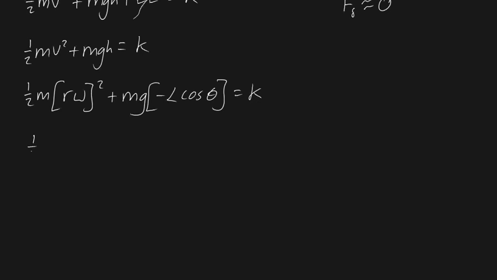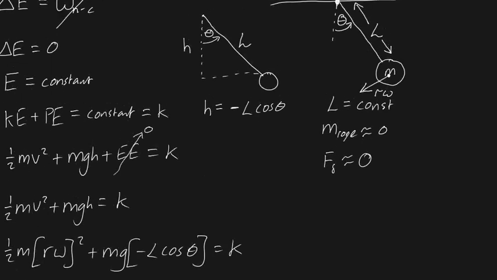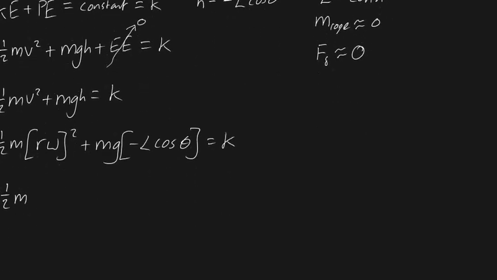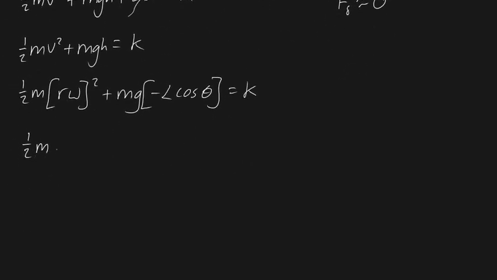All right, so that's going to be a half m. And what's r? Well, remember, r is the radius of your circle being swooped out, which in this case is just L, right? The length of your cord is the same as the radius at which it's swooping. And remember, we're assuming that our mass ball is so small we don't need to concern ourselves with the radius of that. And that's going to be equal to a half m L squared times omega squared, or, as you'll remember, theta dot squared. And that's going to be added to minus mgL cosine theta, and it's going to be equal to k.